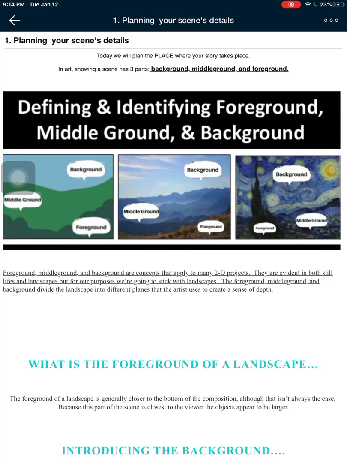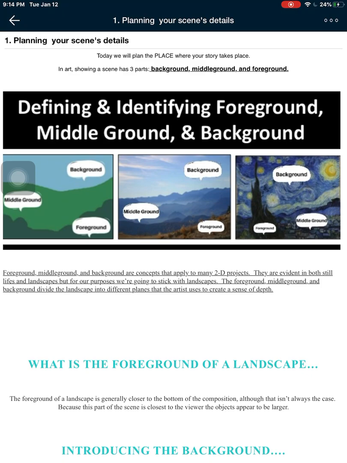The first thing you want to do is to plan your scene's details. We're going to start out planning the place where your story takes place. So in art, showing a scene has three parts: the background, the middle ground, and the foreground. These may be familiar to you from past art classes. Foreground, middle ground, and background are concepts that apply to many 2D projects.